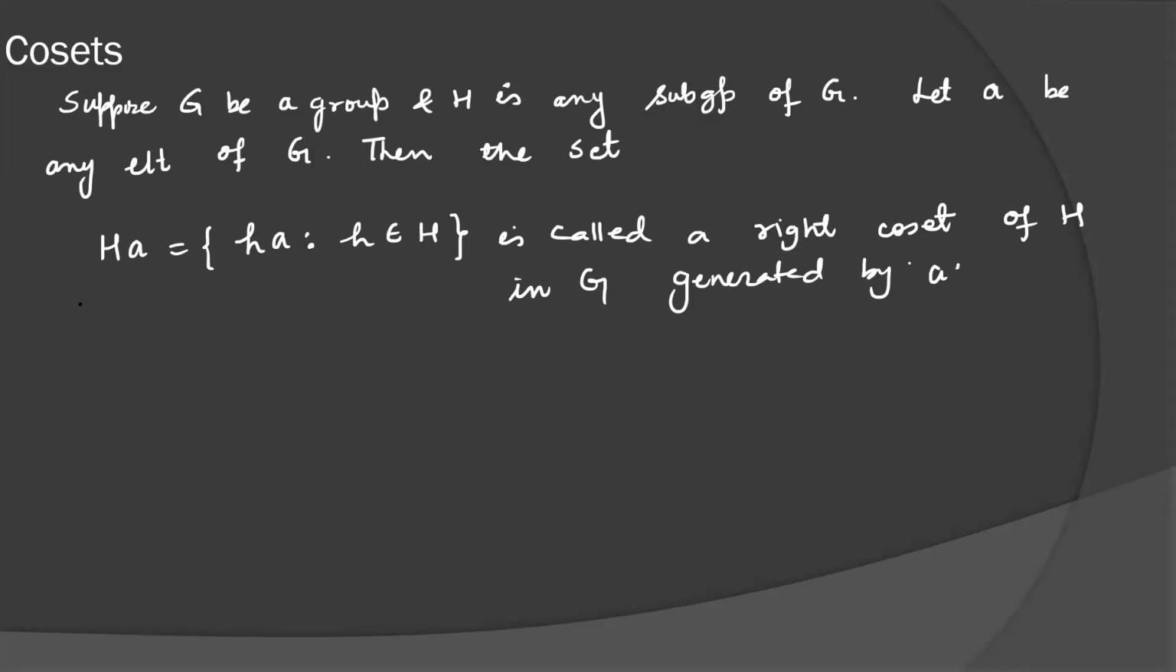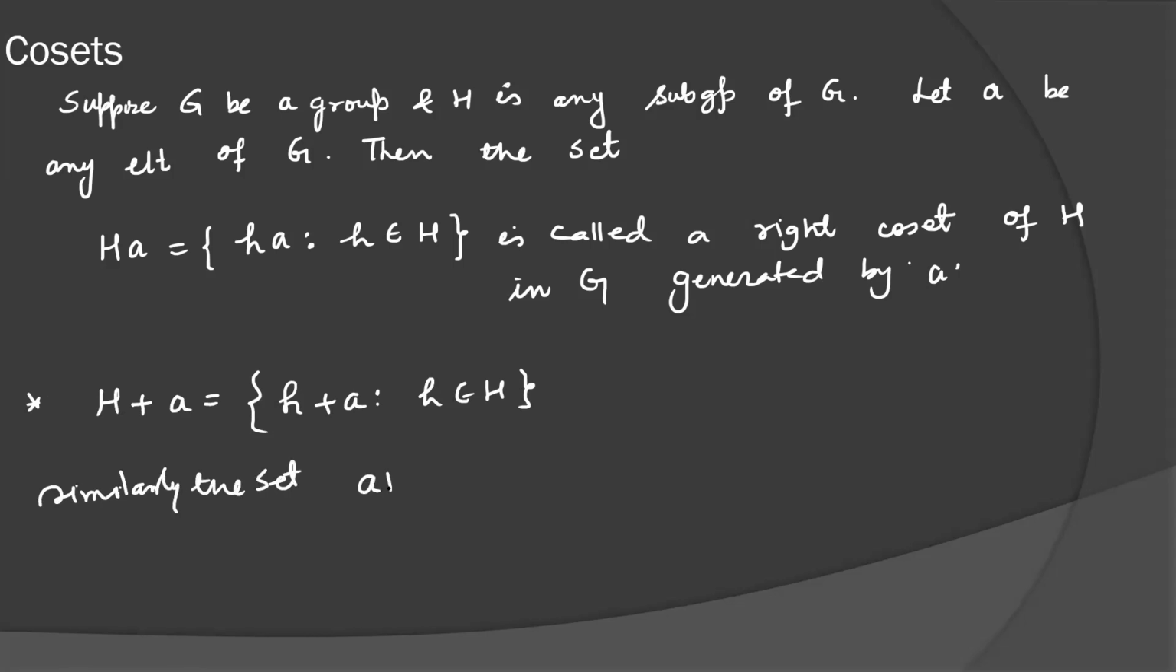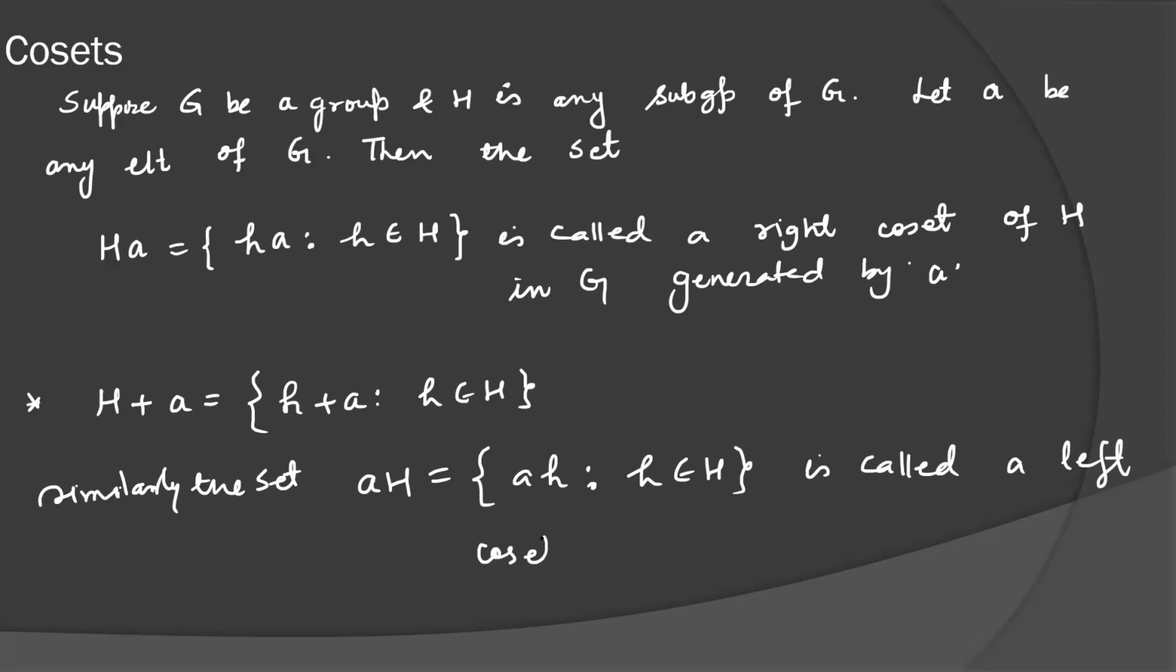If the operation is not given, we will consider multiplication. In terms of addition, this definition will look like this: if the operation is addition, H plus A, where H belongs to H, is called the right coset of H generated by A. Similarly, the set A into H, if you take H on the left-hand side, is the multiplication of A into H, where H belongs to subgroup H. It's called a left coset of H in G generated by element A.